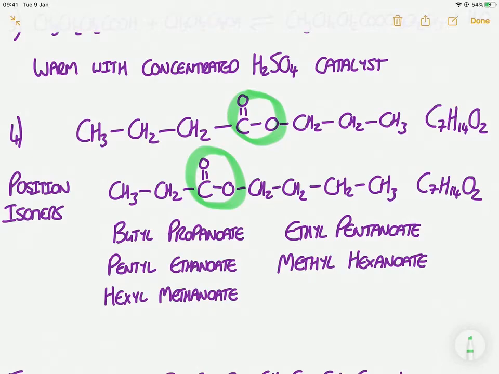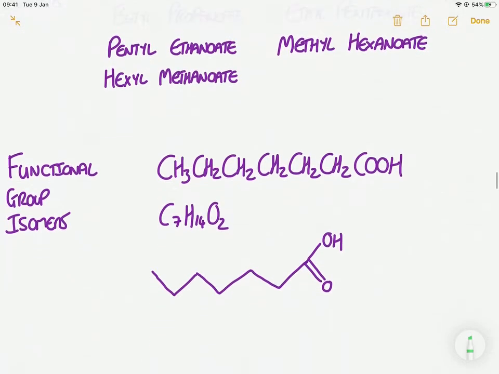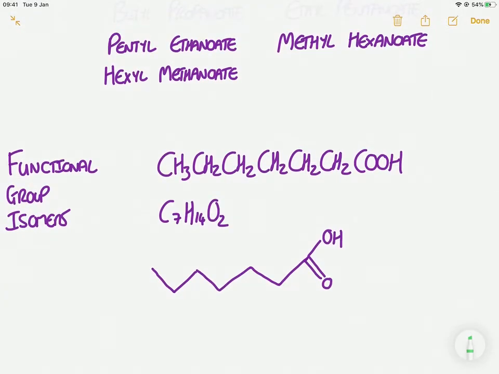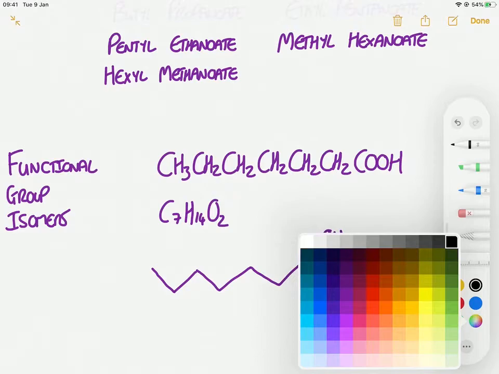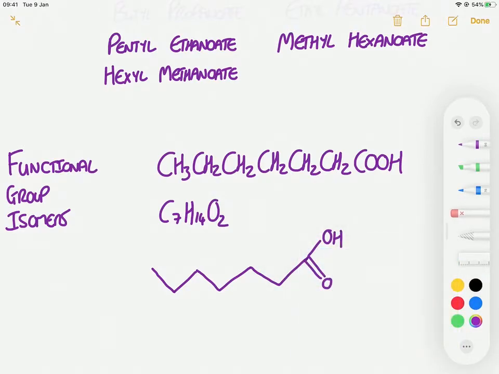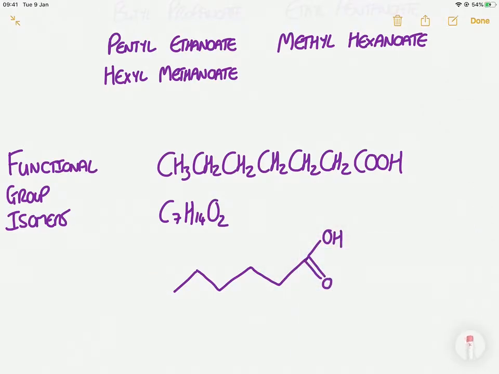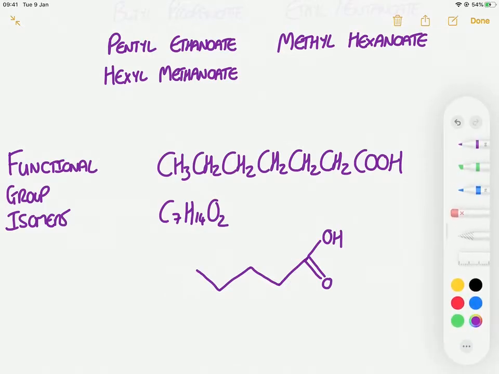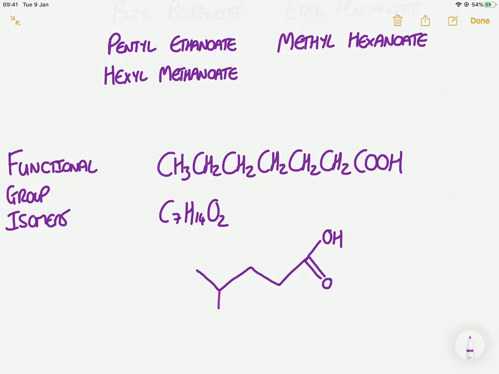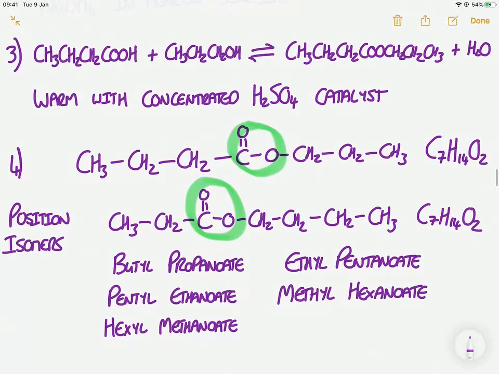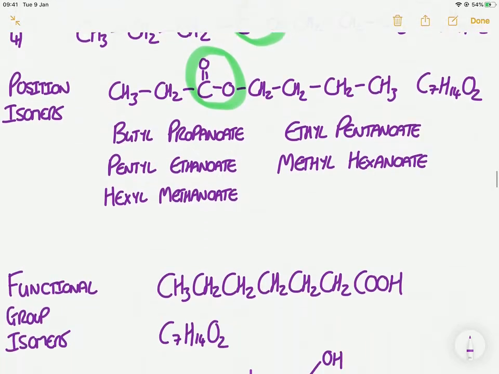Then something else you should realise is that you can have the functional group isomer of an ester, which is a carboxylic acid. The most obvious example here is heptanoic acid, but obviously you can branch this too. So if you take away a couple of bits, then you could have a branched carboxylic acid that would also be an isomer of that same molecule. You could also branch the ester as well, although I didn't look at any of those.